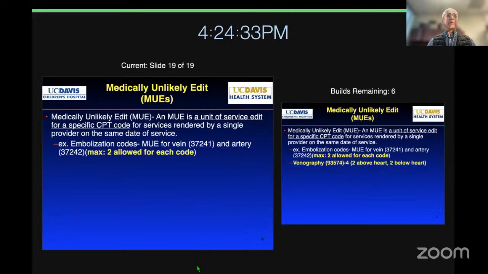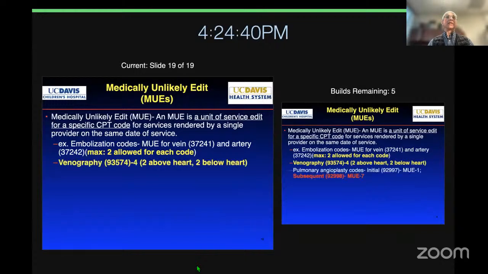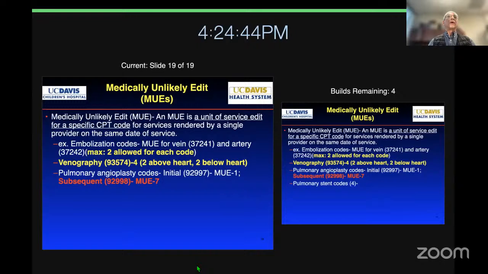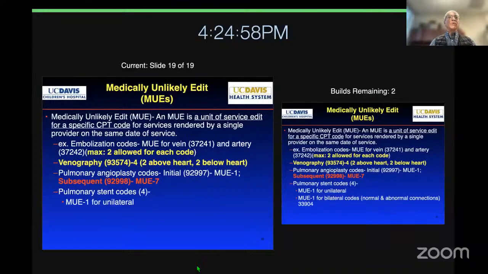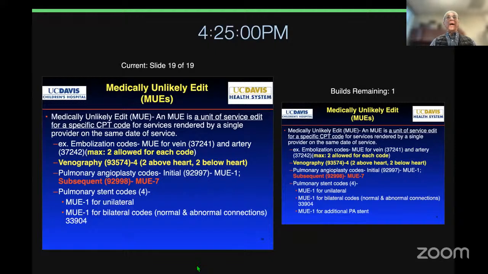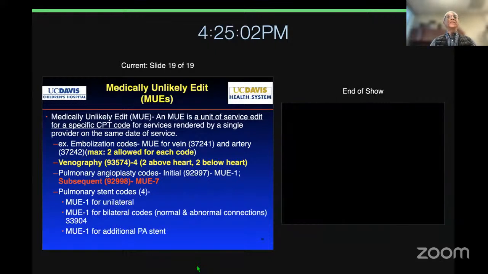So, for example, embolization. If you embolize a vein or an artery, you're allowed 2 for each of the codes, not more than that. If you do venography, you're allowed 4, 2 above the heart, 2 below the heart. Pulmonary angioplasty, the initial one, you allow 1, but you allow 7 subsequent angioplasties in other parts of the pulmonary arterial tree. Stent codes, you allow 4: 1 for the unilateral, 1 for bilateral, and then you have 1 additional PA stents.